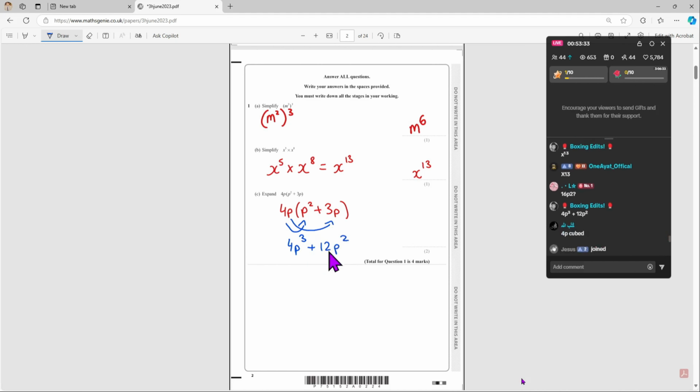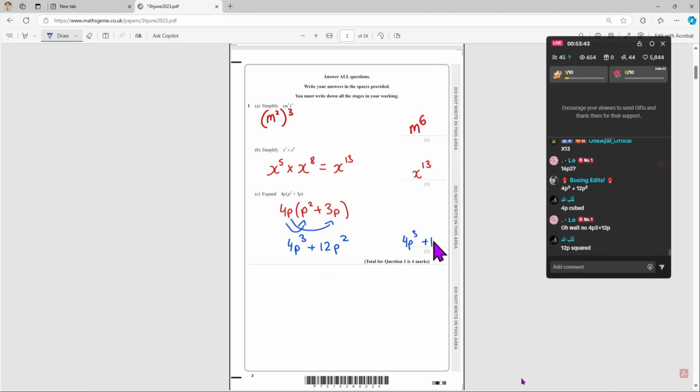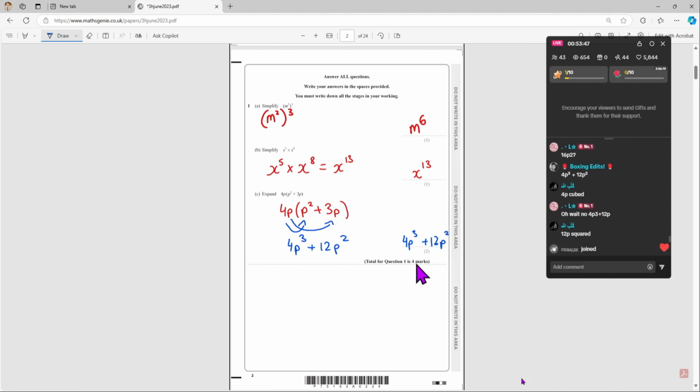Now, as you know, we cannot simplify this any further because they are not like terms. So that's our most simplified answer, 4p cubed plus 12p squared, okay? And that will be your answer. So well done for getting that correct. This first page was worth 4 marks.